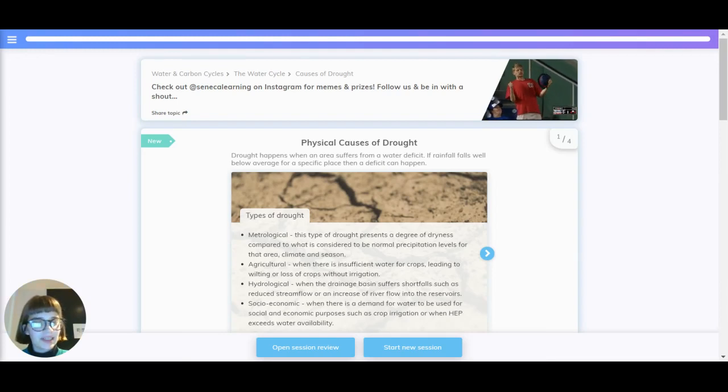Hi there. Now this topic can be a bit dry, so it's important to pay attention. Let's have a look at the different causes of drought.